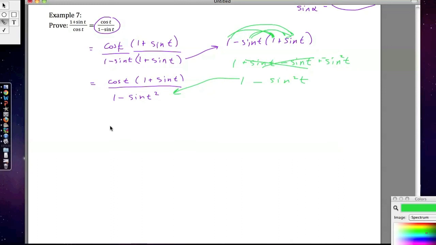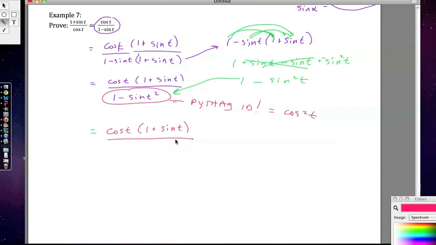Okay, now let's look at what actually happens. What I have is, on the bottom, use a different color. I'm going color crazy today. This is a Pythagorean identity. And it's really equal to cosine squared t. Okay? So watch what happens. I've got cosine t, 1 plus sine t over cosine squared t. Well, when I cancel out here, this goes away, the squared goes away, so I end up with 1 plus sine of t over cosine of t, which is what I wanted in the first place.